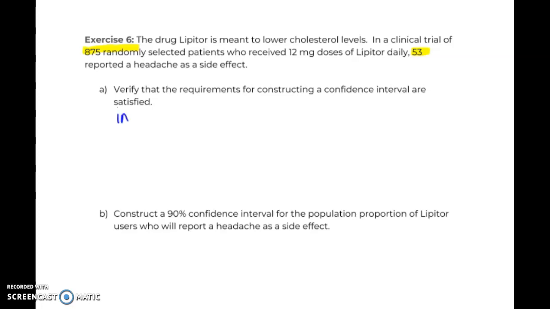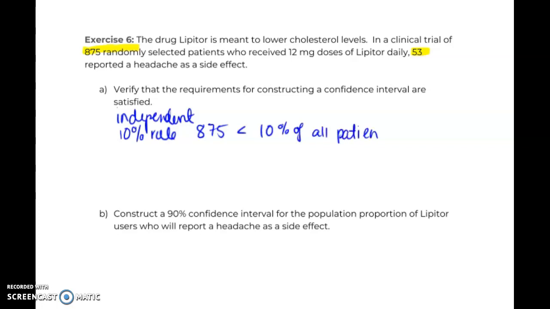First, we need the independence, which has to do with the 10% rule, meaning our 875 randomly selected patients are less than 10% of all patients who receive Lipitor. Then we have the simple random sample. So yes, over here it says randomly selected.